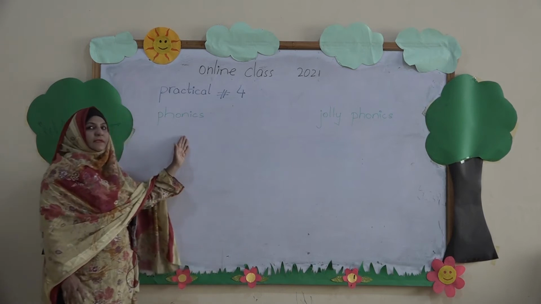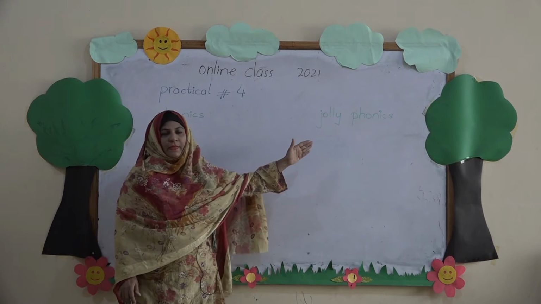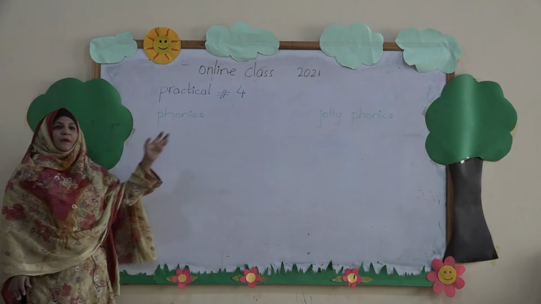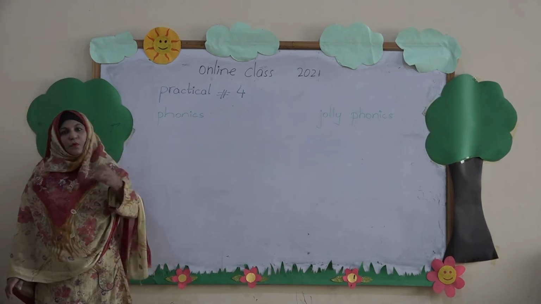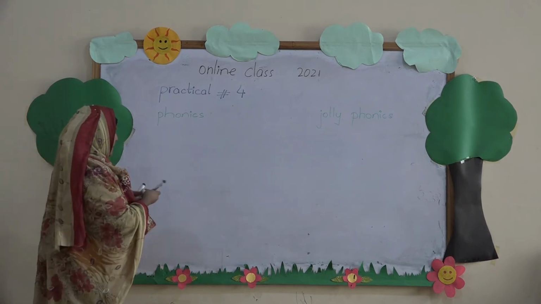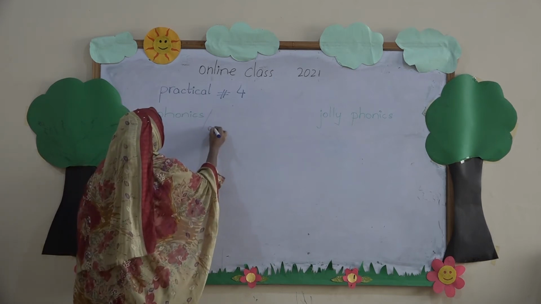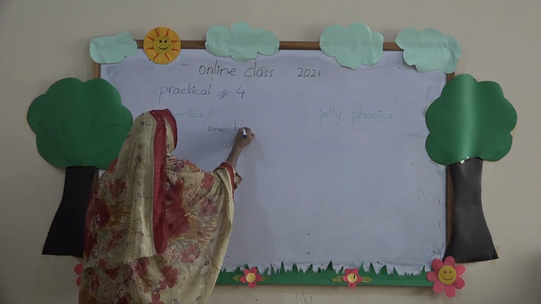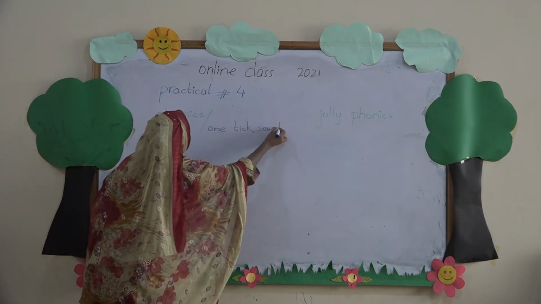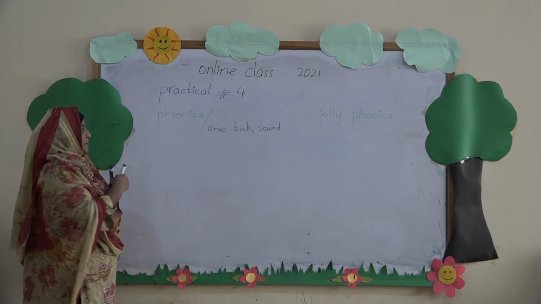Practical number 4 is about phonics and Jolly Phonics. Keep one thing in mind: what are phonics? Phonics are the basic sounds of Urdu or English letters. We should say one tick sound. The phonics are single tick sounds. Like what?